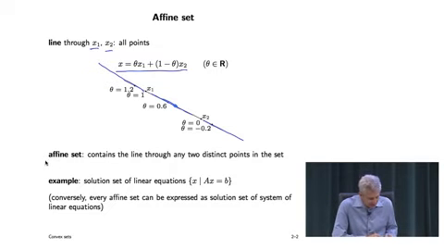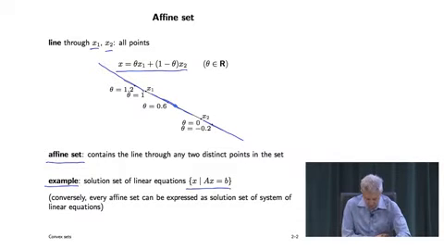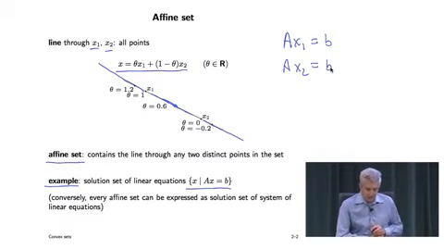Okay, now we define an affine set to be a set where if you have any two distinct points in the set, then the line that passes through them is contained entirely in the set. So that's an affine set. A very obvious example is the solution set of a set of linear equations. So here, if you have 2 different points that solve a set of linear equations, so I have Ax1 equals b, and I have Ax2 equals b, then the claim is that the line passing through x1 and x2 is also in this set, which means it satisfies this equality.